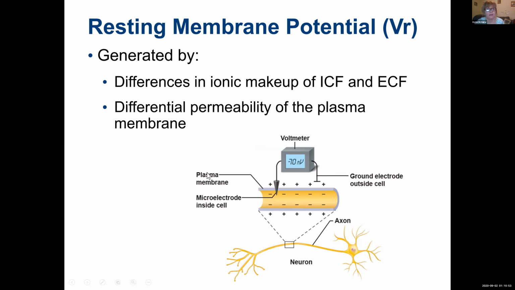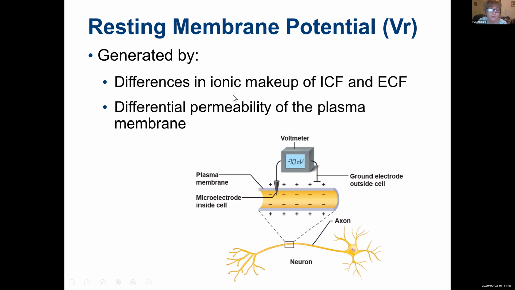Okay, now that we know we have two types of channels, leakage and gated, let's see how your cells create this resting membrane potential. Resting membrane potential is generated by two things. First, a difference in ionic makeup in ICF and ECF. ICF is intracellular fluid, so it's inside, and ECF is outside. So we have different ionic makeup. And this is one factor that allows your cells to create this resting membrane potential. Remember, potential means separation of charges. The second is a differential permeability of the plasma membrane.